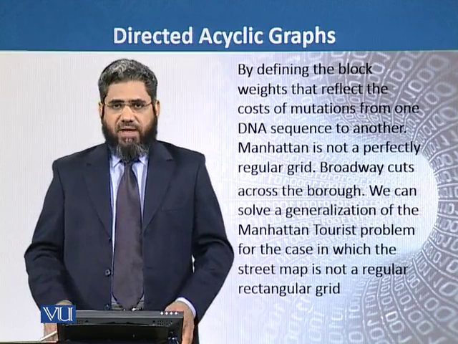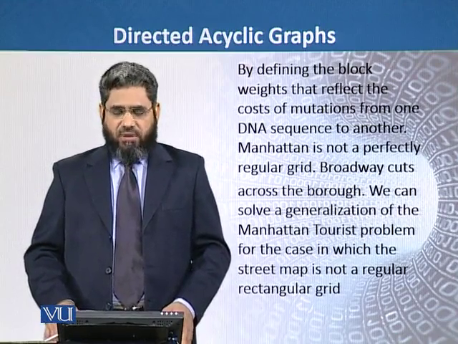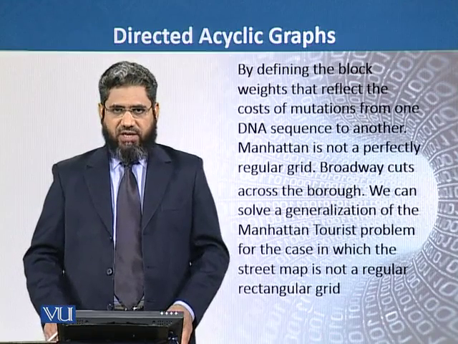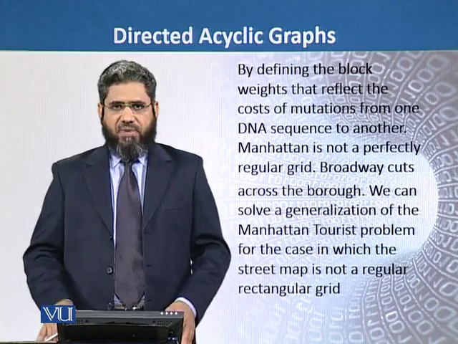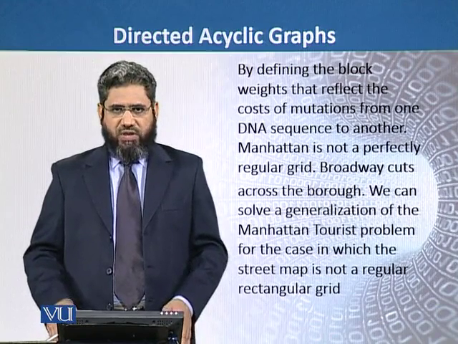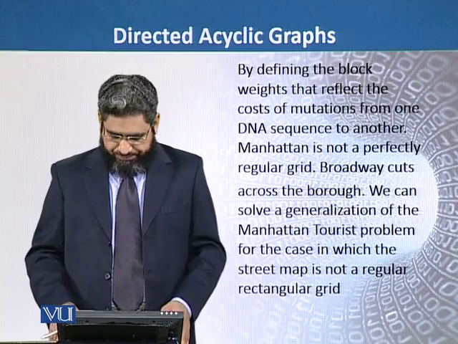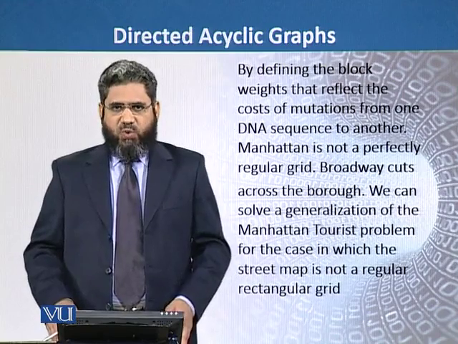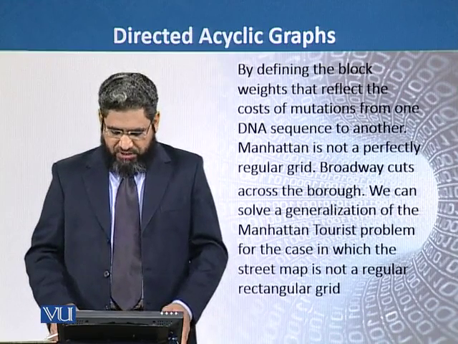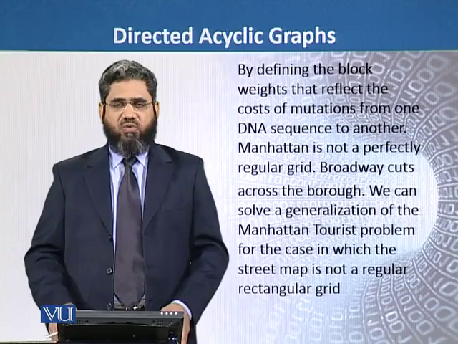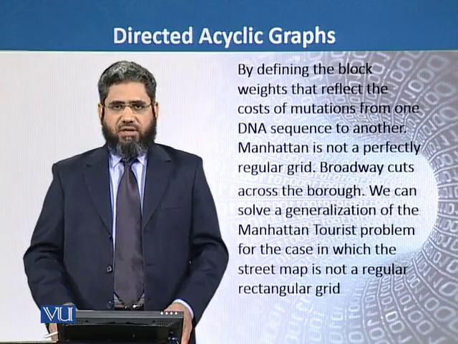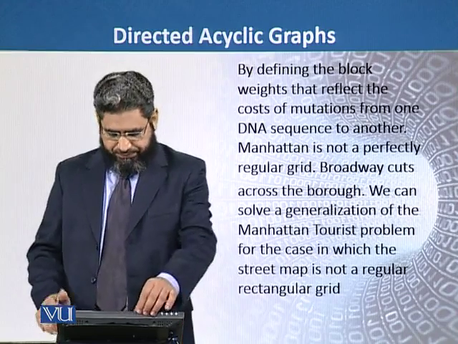So we know that Manhattan is not a perfectly regular grid, and we know that there is Broadway, which means there is a main boulevard that cuts across the borough of the Manhattan grid. So we can solve the Manhattan tourist problem by generalizing the problem for the case in which the street map is not in regular rectangular form.